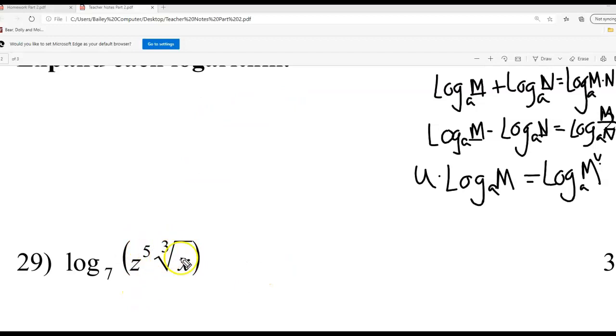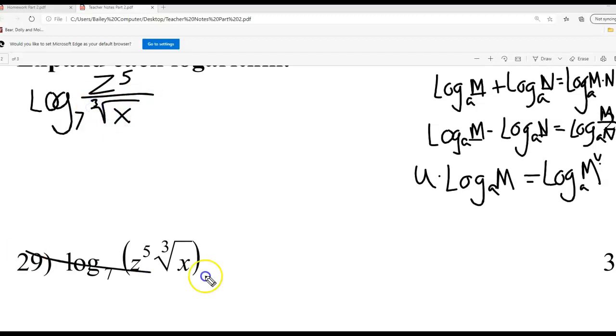All right, so I'm going to use this, but I'm going to rewrite it a little bit as, let's say I want to solve log base 7 of z to the 5th over the cube root. I want to include one with fractions, so I want to ignore that one. So let's pretend we're doing this one instead.